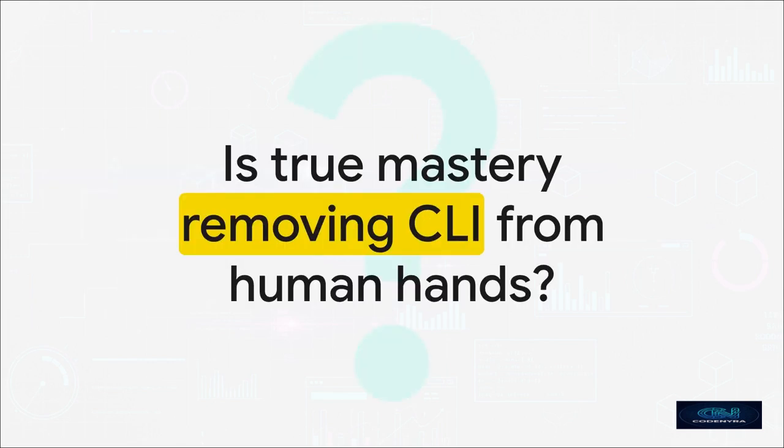Which leaves us with a final, somewhat provocative thought to conclude our deep dive today. Yeah, we've spent this entire time exploring the immense power and the deep intricacies of the Docker CLI. But if it truly is that powerful and that dangerous when misused, is the ultimate sign of enterprise CLI mastery actually removing it from human hands entirely in production environments? It's a question every single engineering organization needs to answer.